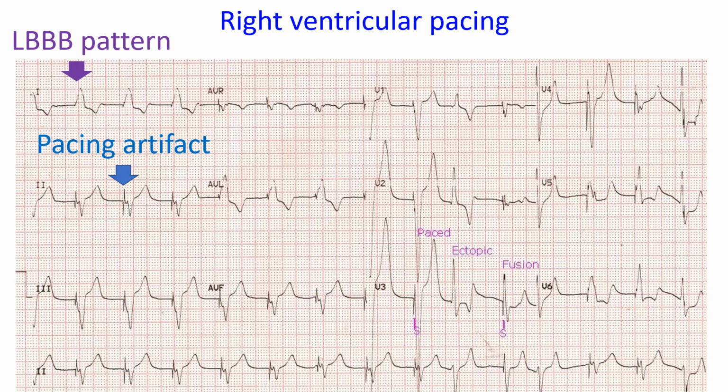It is a sharp vertical deflection which can be sometimes ironed out by a lower low-pass filter setting as discussed earlier. If the pacemaker artifact is not visible due to technical problem, the ECG will be mistaken for left bundle branch block. In this ECG also, pacing artifact is hardly visible in lead 1.